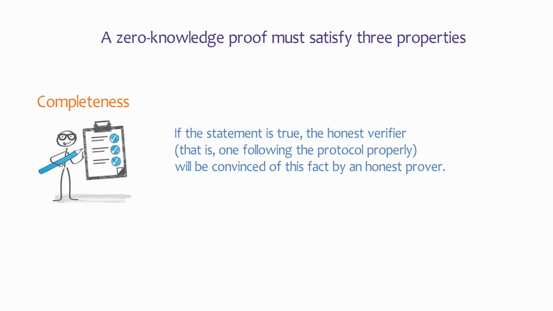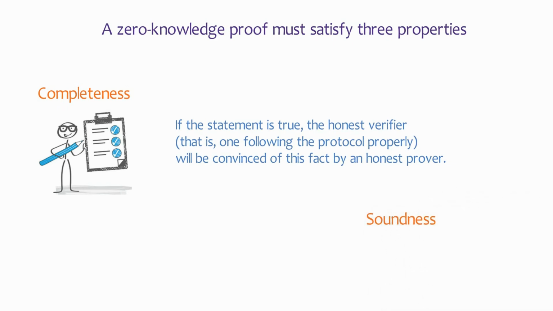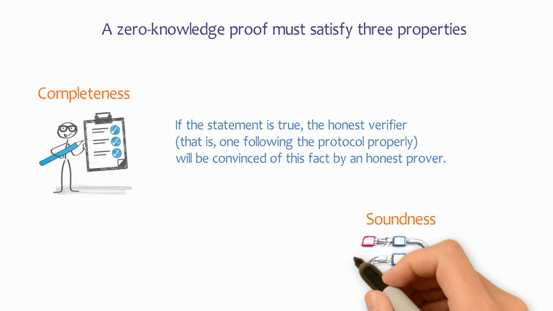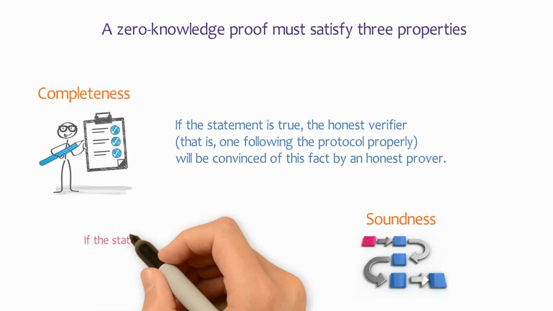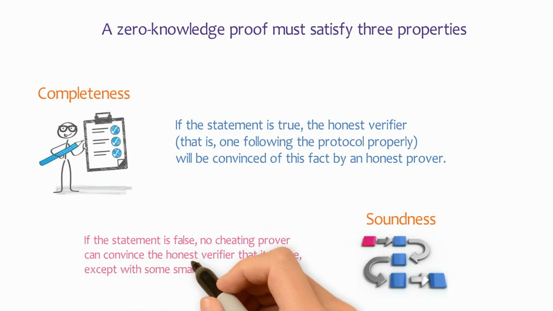Next is soundness. So with soundness, what I mean is, if the statement is false, no cheating prover can convince the honest verifier that it is true except with some small probability. For example, Sham enters path A and Ram asks him to come out of path B. Instead, Sham comes out of path A, which proves that Sham does not have the key and the statement becomes false and it can never be made true.